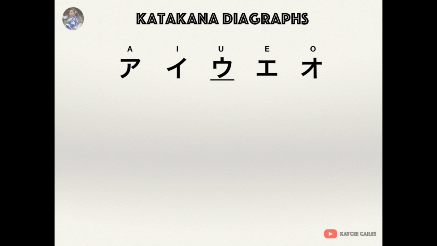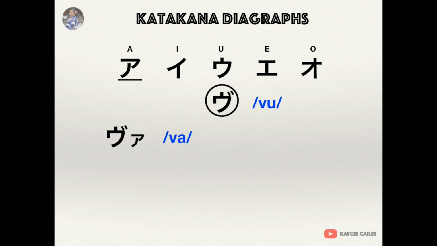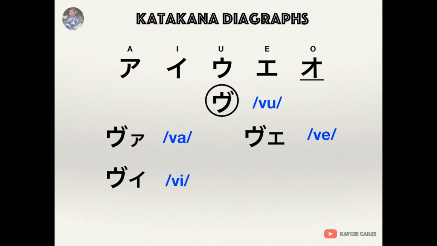And then if we add the tenten to u, it will produce the V sound. Therefore, it is vu. As for vu and a, it is va. Vu and i is vi. Vu and e is ve. Vu and o is vo.